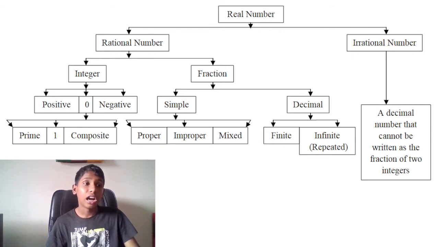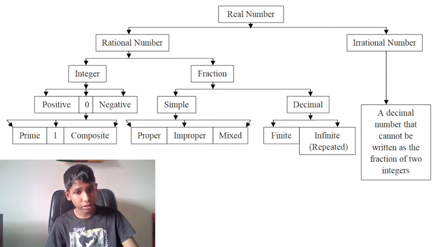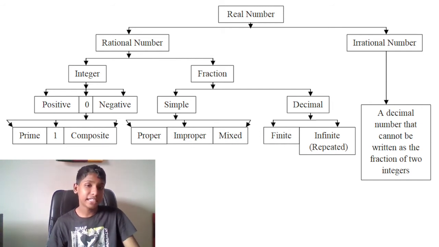Now let's talk about improper fraction. Improper fractions are fractions where the value of the numerator is greater than the value of the denominator, such as 200 by 100, 3 by 2, 5 by 4, 9 by 8. These fractions are improper fractions.